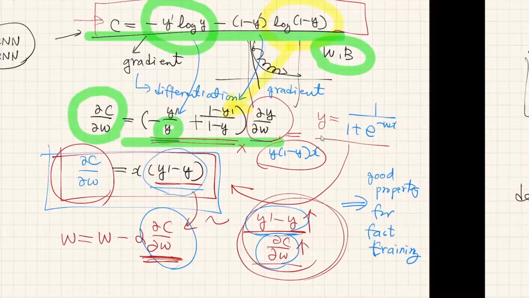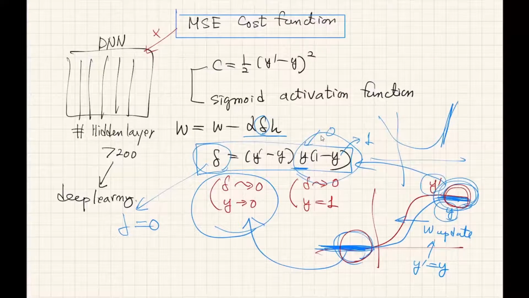So that is why, in a neural network, cross entropy is sometimes a more efficient cost function than mean square error. This kind of problem, when Y dash is equal to 1 or Y dash is equal to 0, there will be little bit of gradient. That problem is called the vanishing gradient problem.